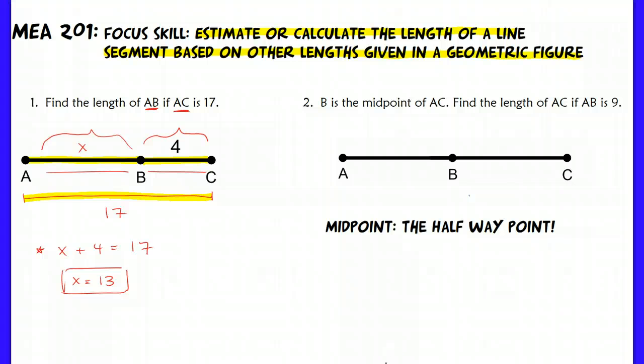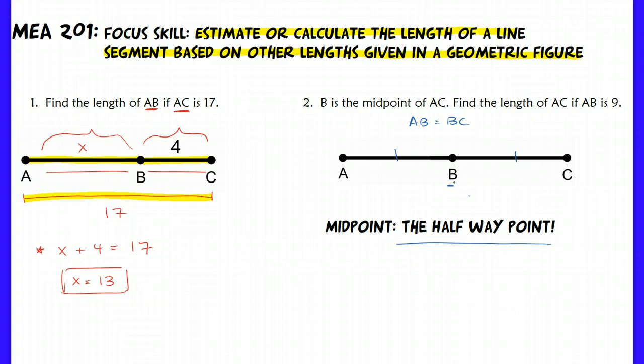Now in problem 2, this is a new vocabulary term. It says B is the midpoint of AC. Now the midpoint of AC just means the halfway point, so it splits the distance between A and C in half. So we mark that in geometry with a little hash mark like this. So AB is equal to BC. That's what that means if you have a midpoint. B is right smack dab in the middle of A and C.